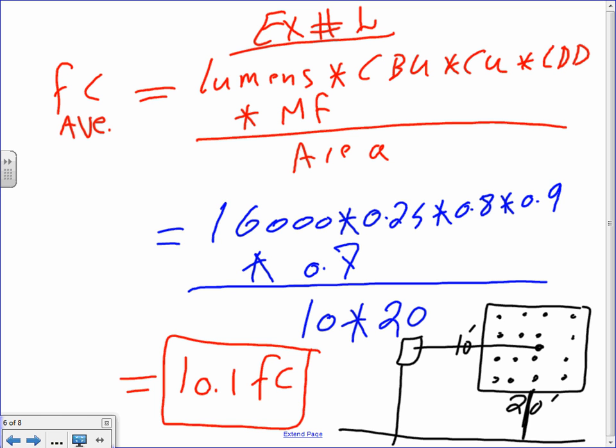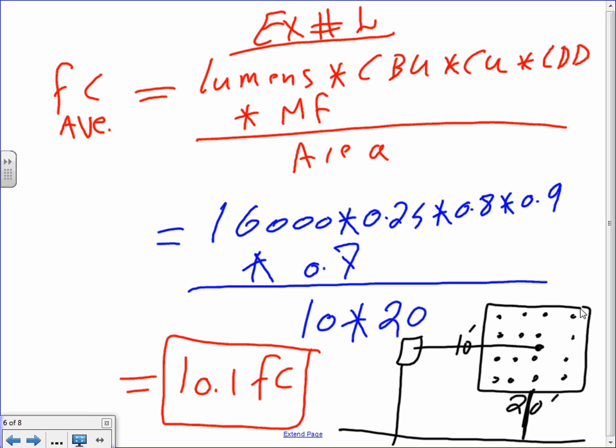On the test, please bring these formulas with you. If I ask you to find the average, you just divide by the area. If I ask you point to point, you use the distance squared, or the mounting height squared. Really, two formulas, one average, one point to point, for the vertical as well as for the horizontal. And the distance would matter, because based on the distance you'll get different CU. So it will matter.